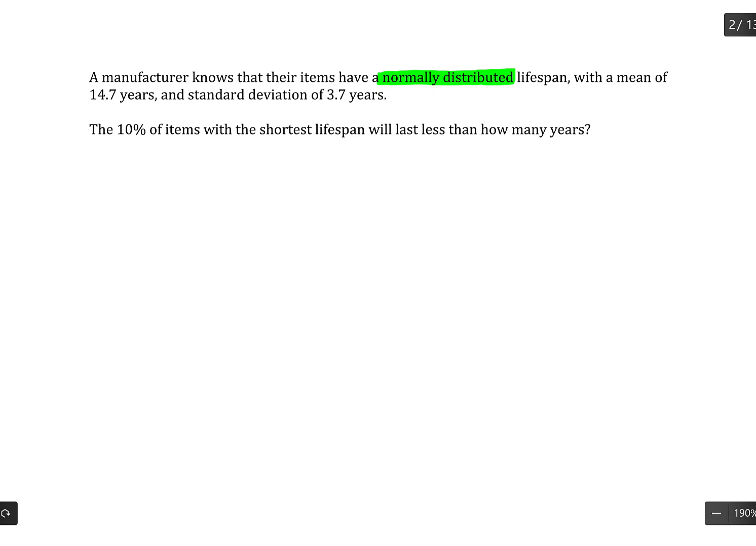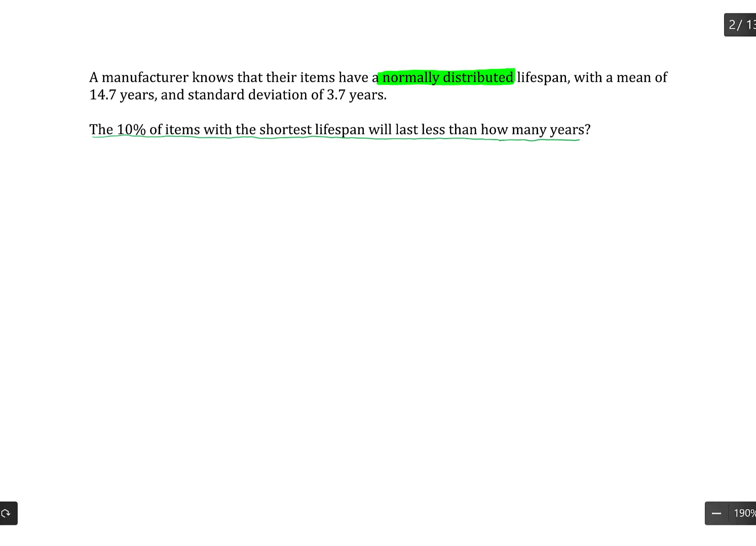Now, the question that's being asked is, the 10% of items with the shortest lifespan will last less than how many years? So it's asking for a number of years in the answer, not for a probability. So since I'm not calculating a probability, then I'm not using the normal CDF function, but instead the inverse norm function.